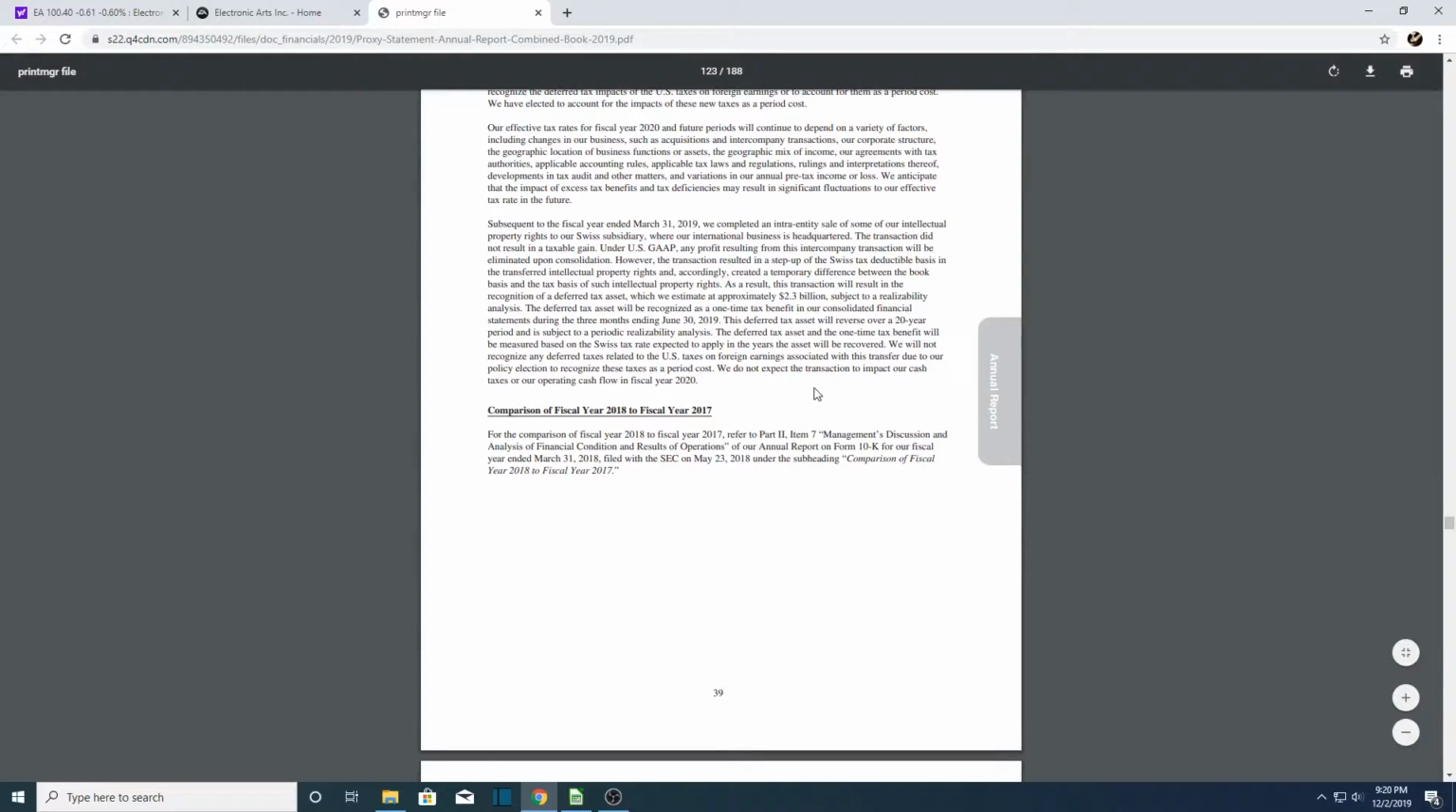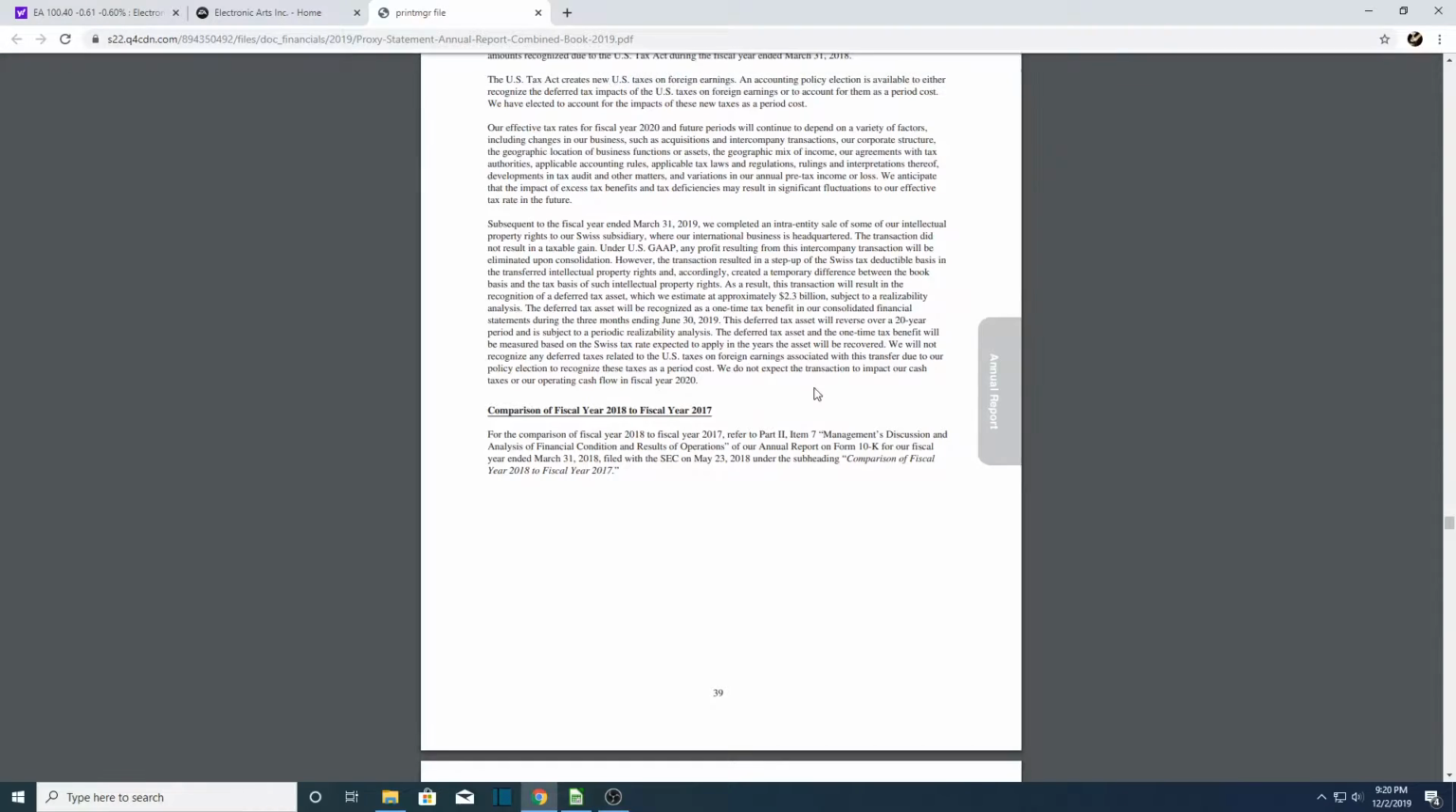If I pull up their quarterly report, or their annual report from the previous year, this was something that was anticipated. Electronic Arts did some restructuring where they essentially sold part of their business to a subsidiary in Switzerland, which handles their international business. And we can see this line here: we do not expect the transaction to impact our taxes or our operating cash flow in fiscal year 2020. A deferred tax asset is probably something that we could make a totally separate, very boring video about. So we'll leave it at this.